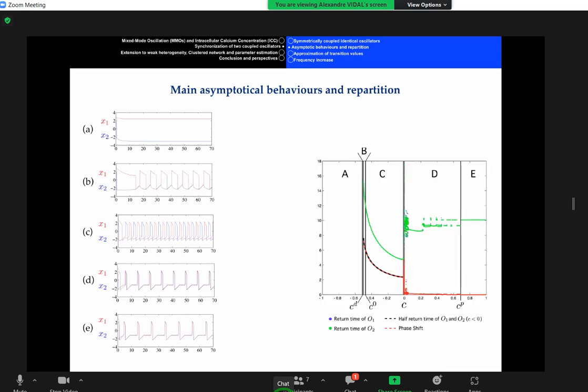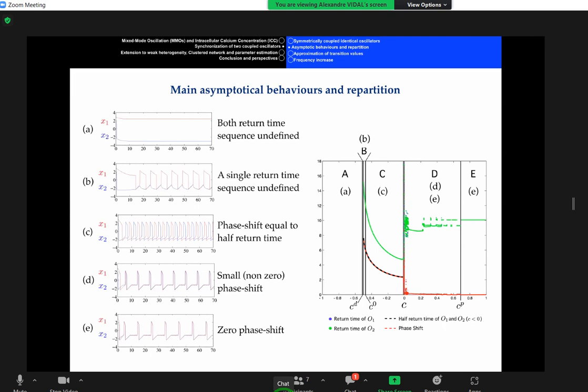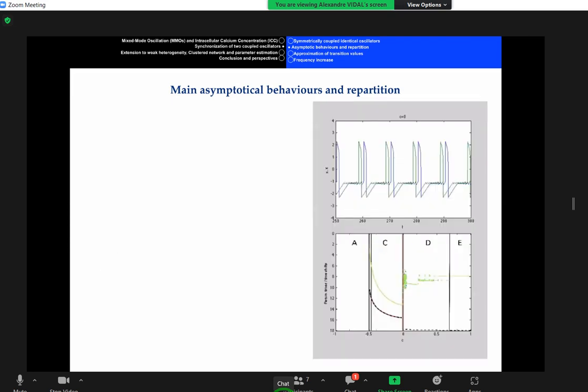using what I have introduced just before: the return time of O1, the return time of O2, the phase shift, and the half return time between O2 and O1. And what we see is something quite simple, in fact, for C negative, but quite complicated for C positive. And let me show you what we obtained here using a video.